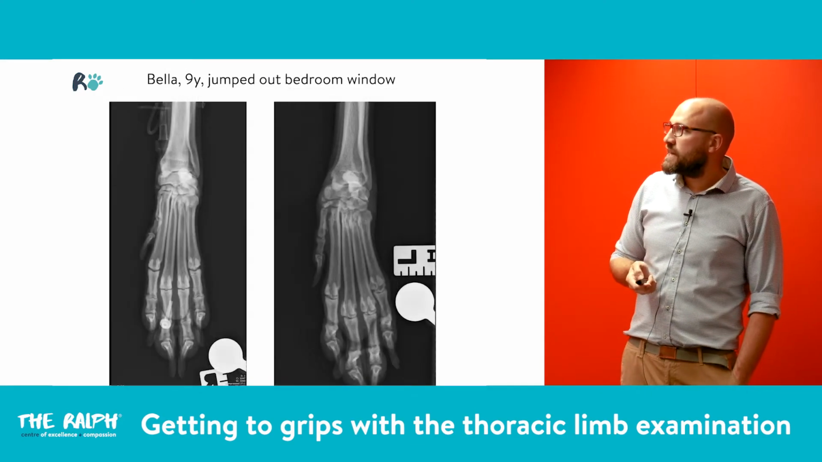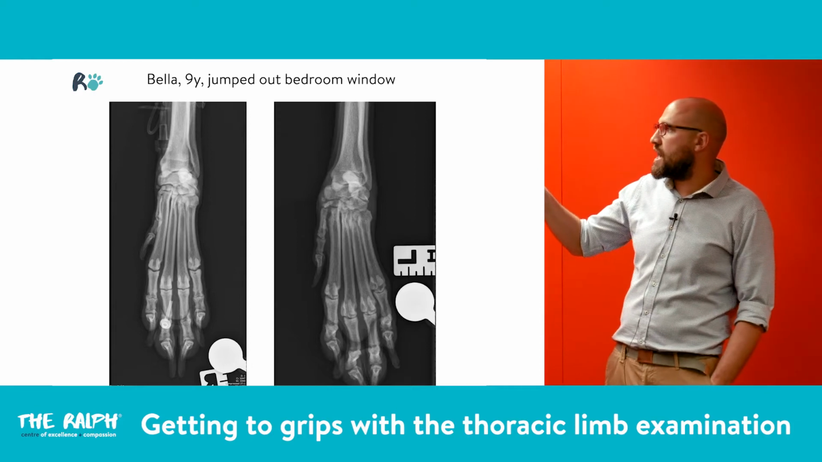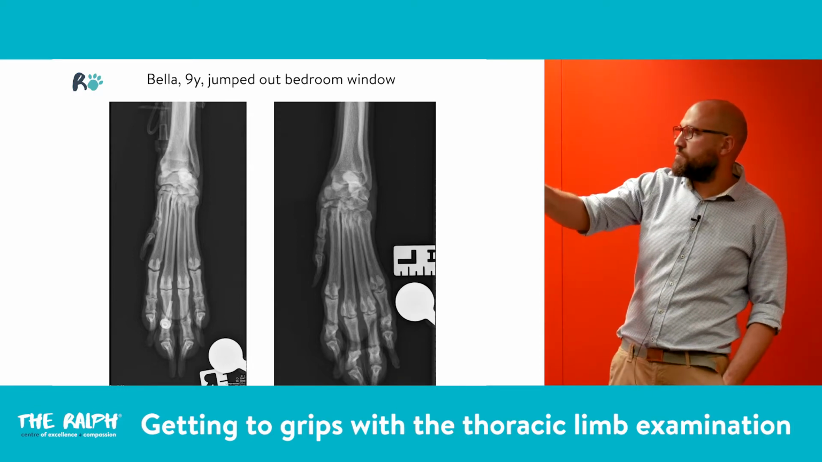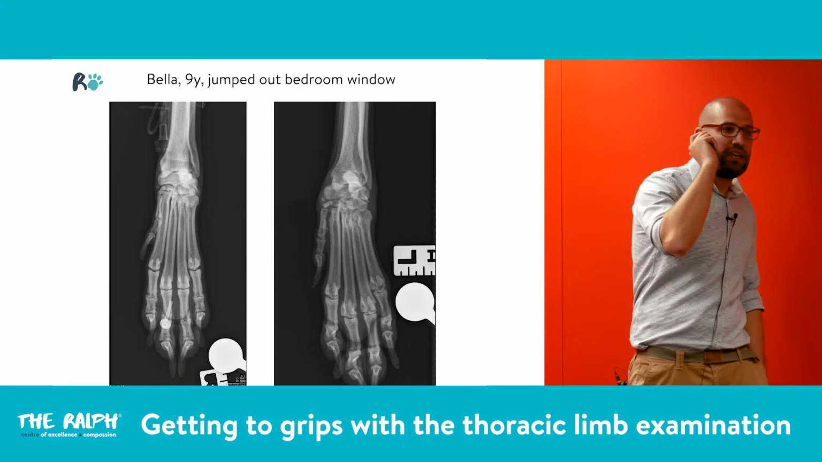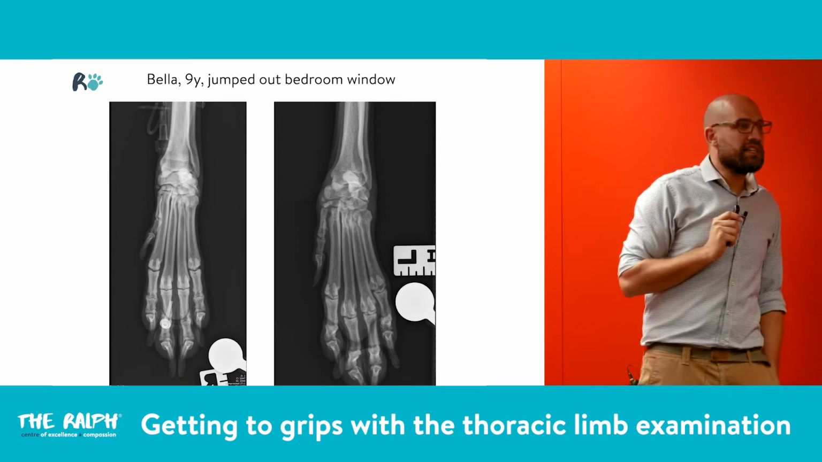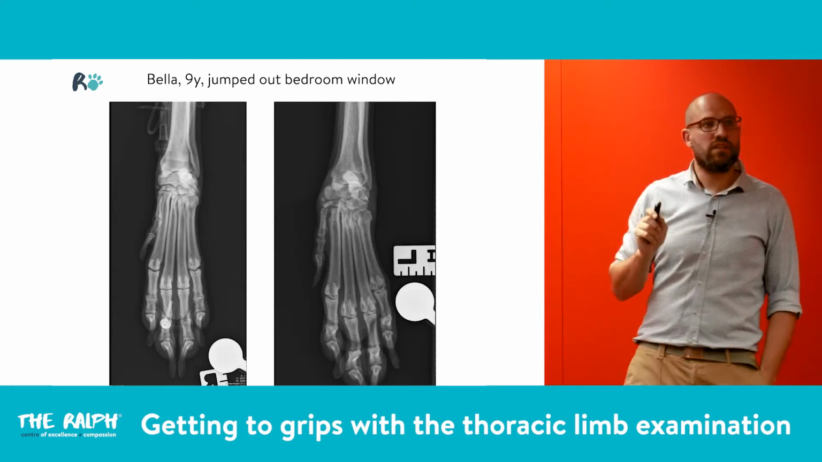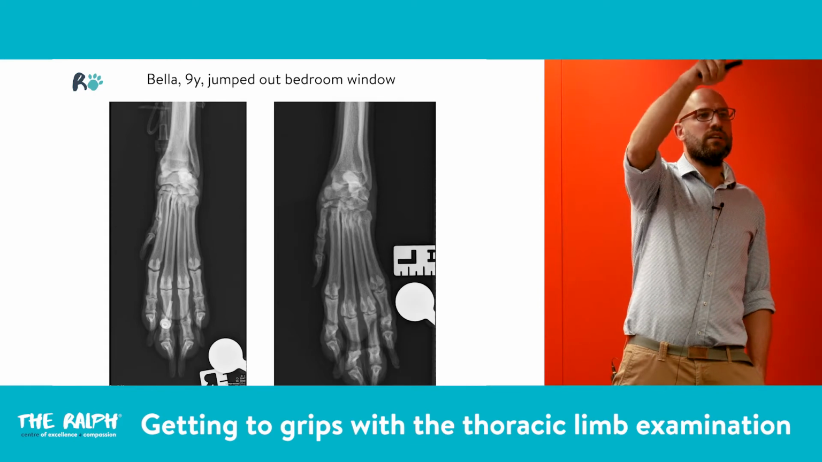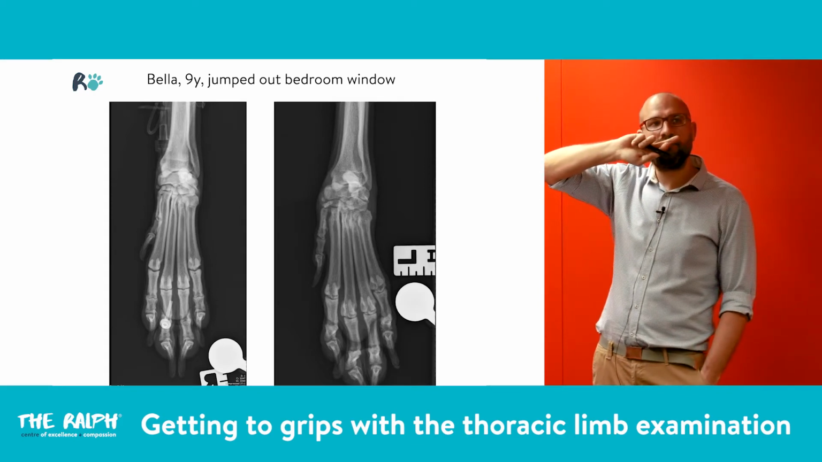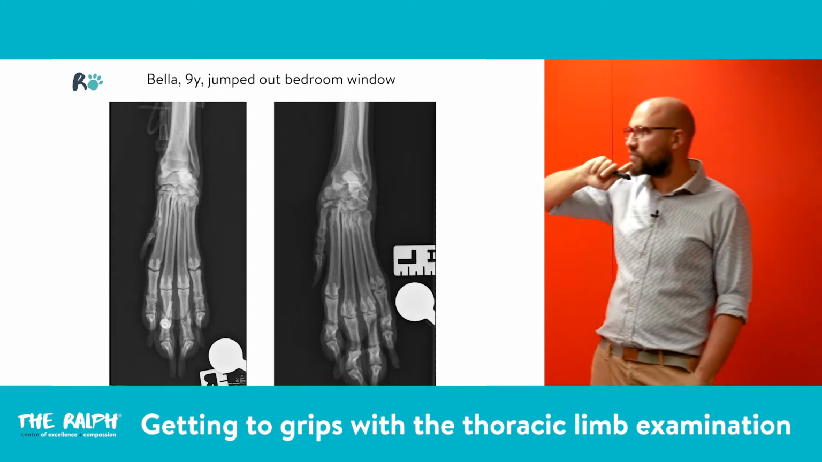Then another example. Bella, 9 years old, jumped out of a bedroom window. We got both the right and the left. Which one is the damaged one? Left. Anyone else? Any other opinions? So who said left? Why do you say left? There's something with the 2 rows of carpal bone there. It's a lot more loosely arranged from where I'm standing.